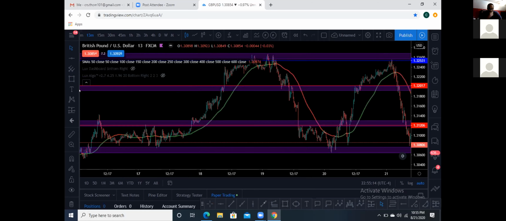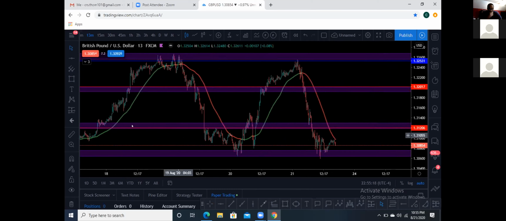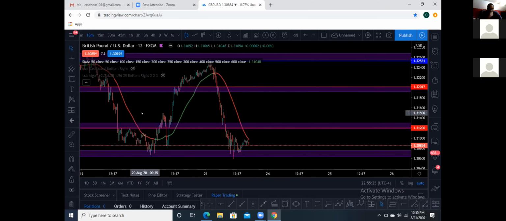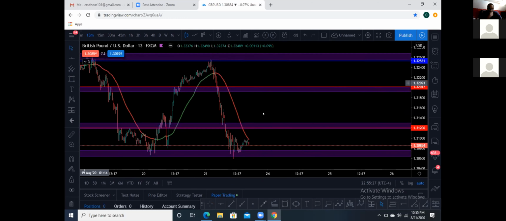Yeah. Well, that's basically how I mark up my charts. And then other indicators kind of just help out. But yeah, that's about it.